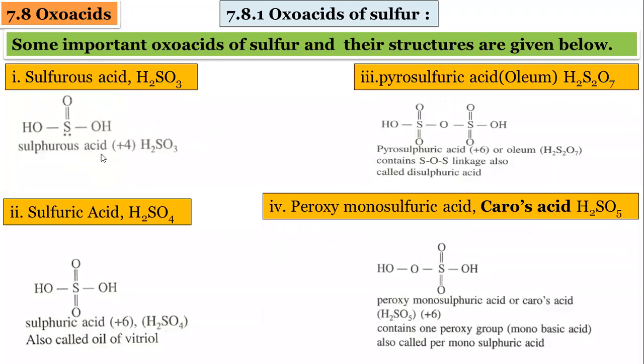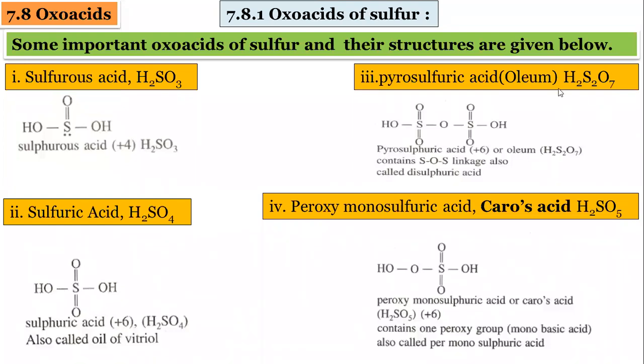See the structure here. Sulfur has a double bonded oxygen, and in the case of sulfuric acid, there are 2 double bonds. One oxygen is extra in the case of sulfuric acid compared to sulfurous acid. Otherwise, the structure is the same. So we can draw these 2 structures, and it is also easy to remember because there is only 1 double bonded oxygen in one and 2 double bonded oxygens in the other.